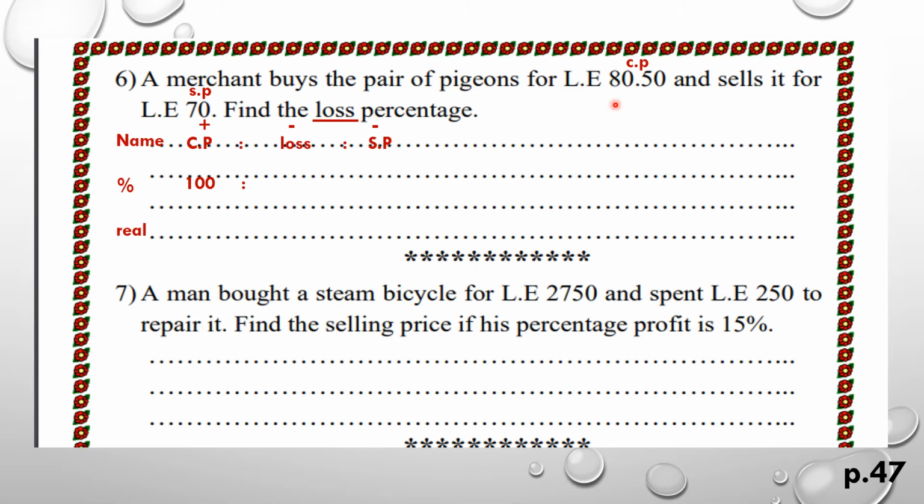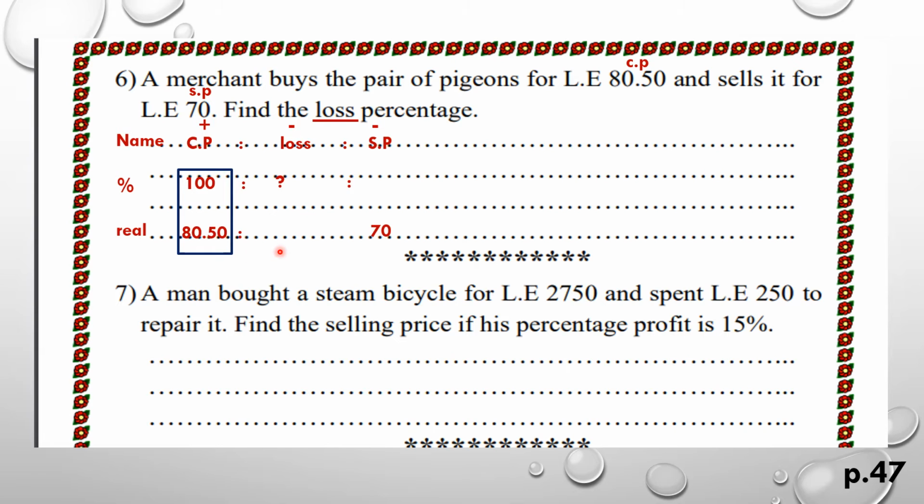Now let's check the given. 80.50 should be put under cost price. Here we have it. 70 should be put under selling price. We want to find the loss percentage, so our question mark will be under the loss percentage. Now, do we have a completed column? Yes, we have, but we don't have a complete cross to find the loss percentage.